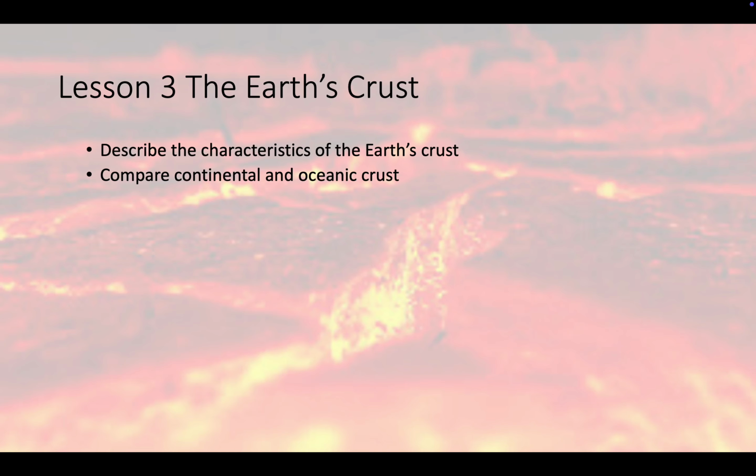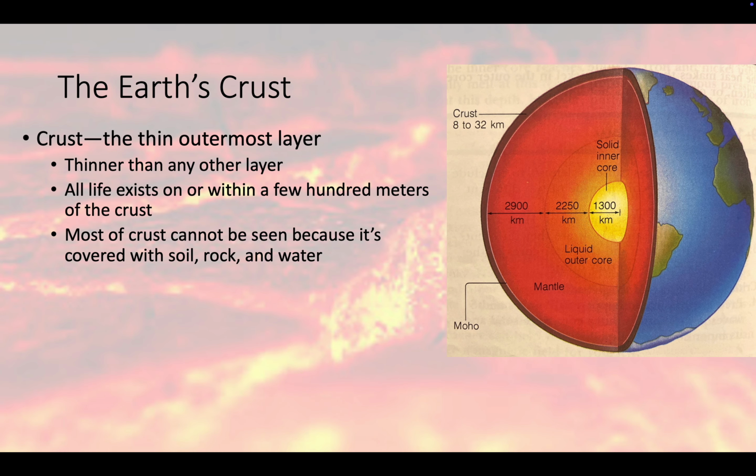All right, our last lesson for this unit is the Earth's crust. We're going to describe the characteristics of the Earth's crust, and then we're going to compare continental and oceanic crust, which will be important again in the next unit.